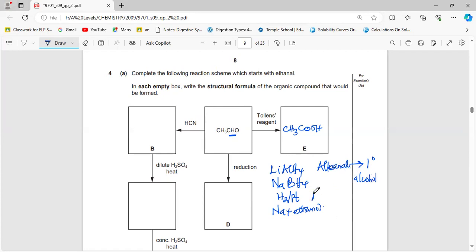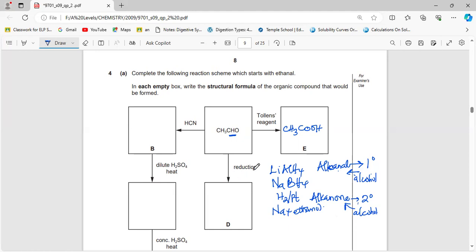Then alkanone is reduced to secondary alcohol. The other way around, the reverse is different. In terms of reverse, if a primary alcohol undergoes oxidation, it's going to give you alkanal. If a secondary alcohol undergoes oxidation, it will give you alkanone. So don't forget that. So that always happens. So that's what we have here.